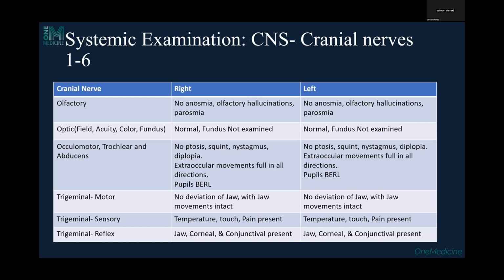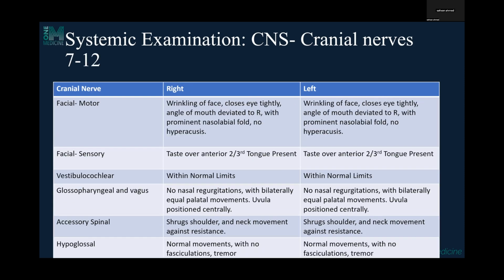Go to facial. Wrinkling of face, closes eye tightly, angle of mouth deviated to the right side. So there is left facial paresis, likely to be UMN facial paresis. Correct, no? Yes, sir. The lower half of the face is more involved.